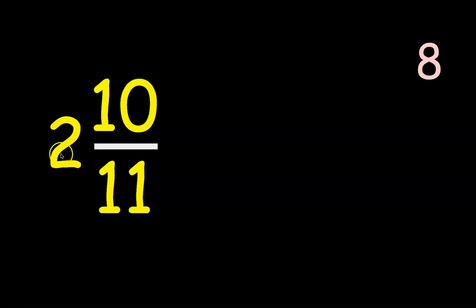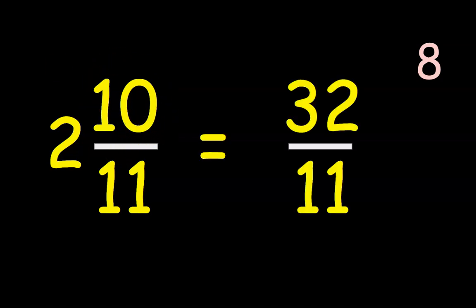Okay, so let's go here. Take these 2 pizzas, take one of them. What are we going to chop them into? 11 pieces each. So the first pizza will give me 11 slices. The second pizza will give me 11 slices. That's 22 slices. Plus another 10 slices from there. 32/11.